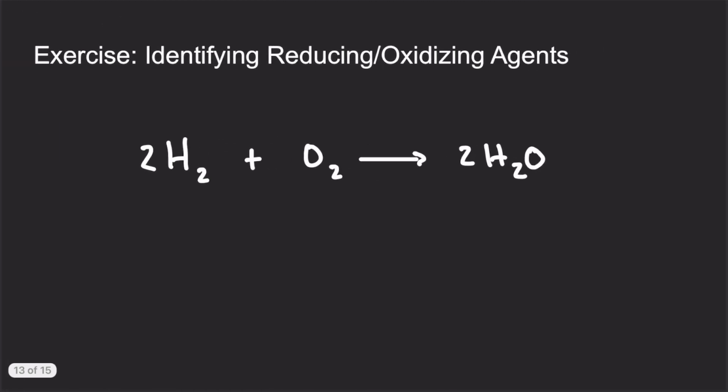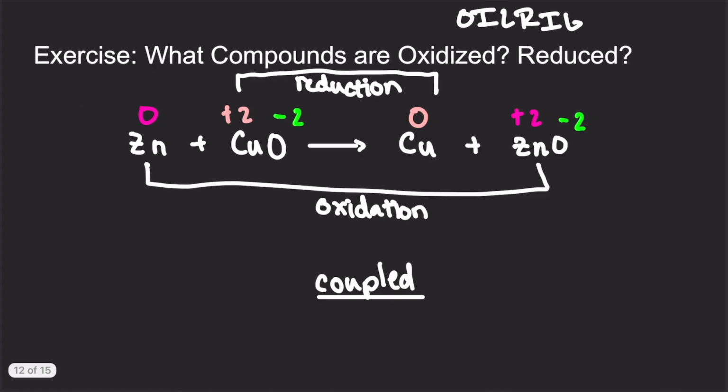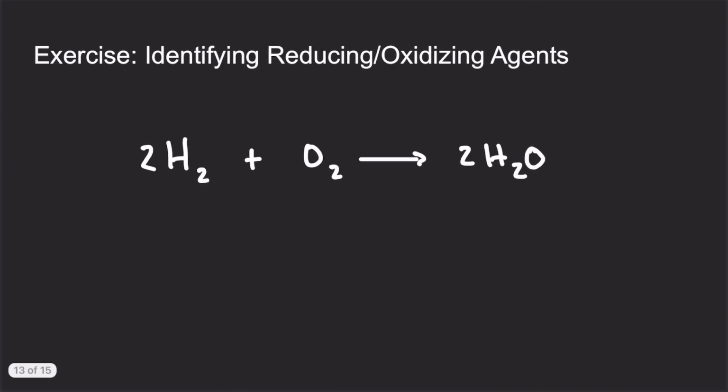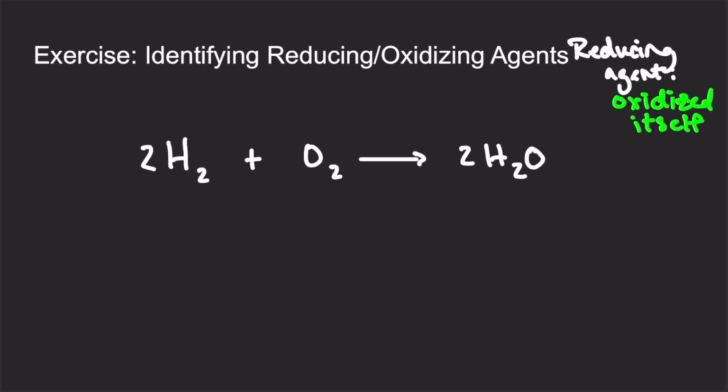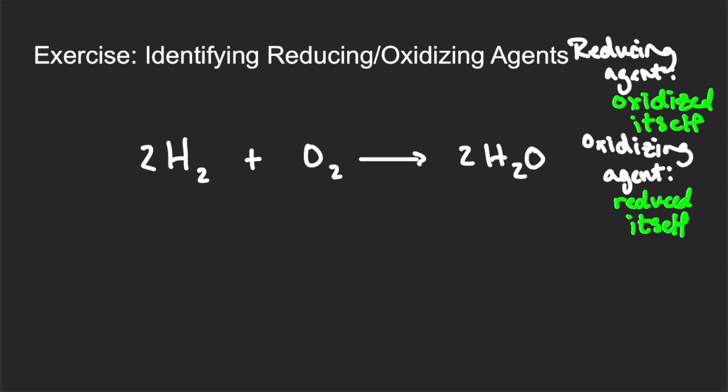All right. There are a few more terms we need to go over. We talked about which compounds are oxidized: copper is reduced, zinc is oxidized. What about reducing and oxidizing agents? A reducing agent is causing something else to be reduced. Remember, redox is coupled together, so if it causes something else to be reduced, it is oxidized itself. And the oxidizing agent, if it's oxidizing something else, it's being reduced. It reduces itself, essentially.